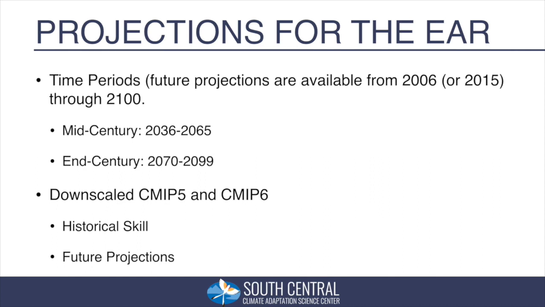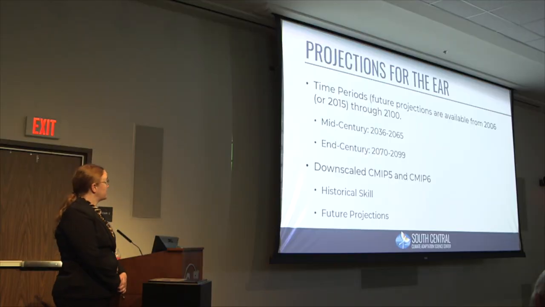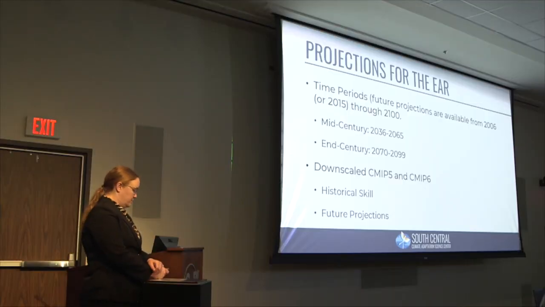We're looking at the downscaled CMIP 5 and CMIP 6, so I will offer some comparisons to what the raw data actually looks like also, particularly with regard to the historical skill, as well as the future projections in here. So there's a lot to talk about.